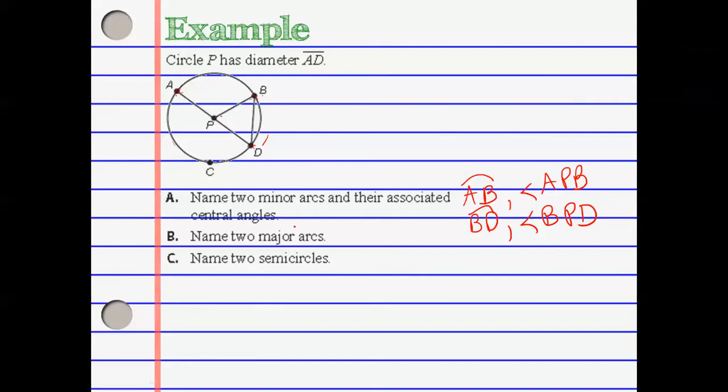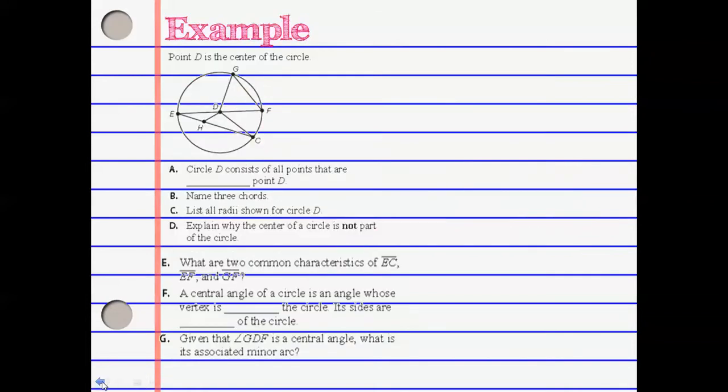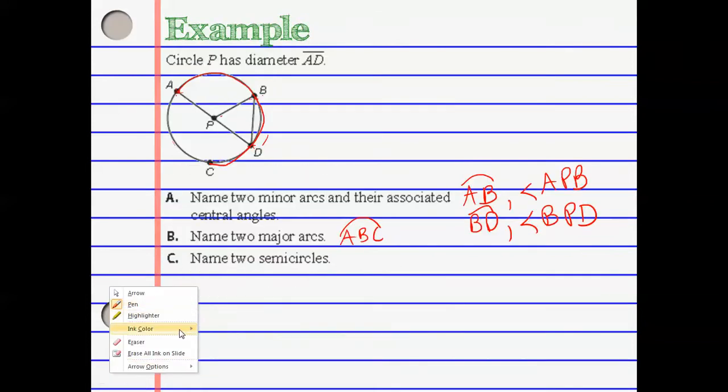Okay, two major arcs. Remember the major arcs are bigger than the semicircle. So here, if we go from A to C this way, we could say A and C as the endpoints, so we have to pick a point in between. We can just say B. So let's say ABC. That's one of our major arcs. Or let's say if we went from A to B going the other way, though. So, let me get my pen color here.